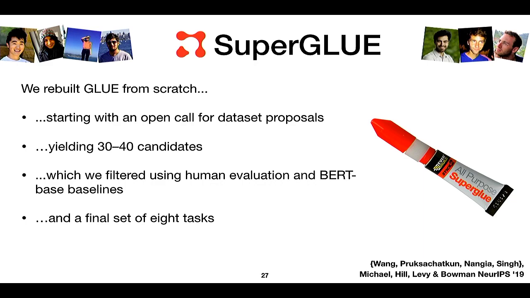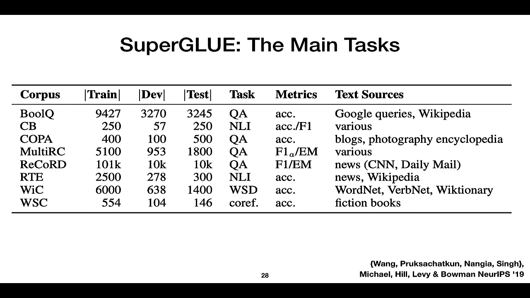And to even get to 8 tasks, we actually had to loosen some of our restrictions on what we would consider. So we moved from sentence level inputs to also allow paragraph or short dialogue inputs, and we slightly relaxed the set of output mechanisms we would allow. So we wound up with these 8 tasks.